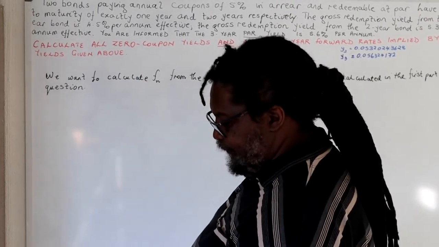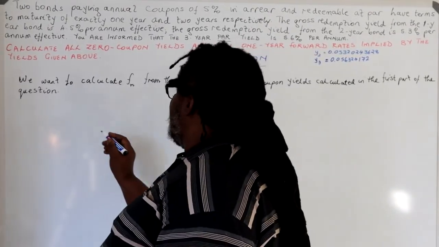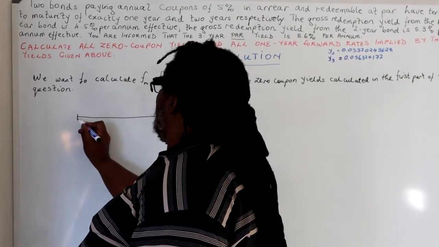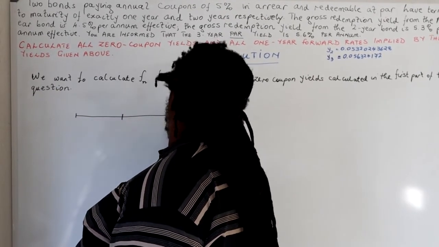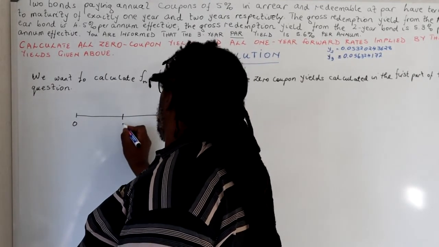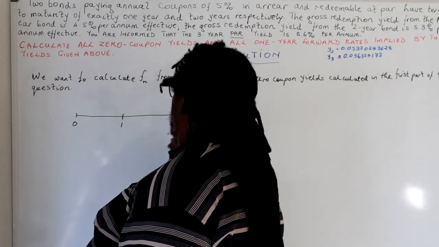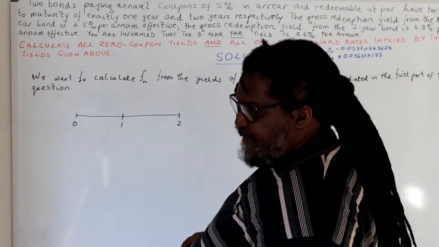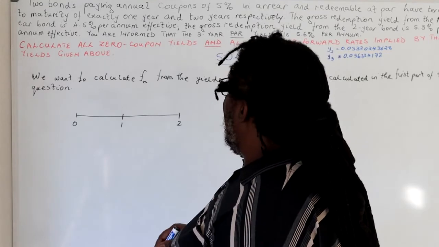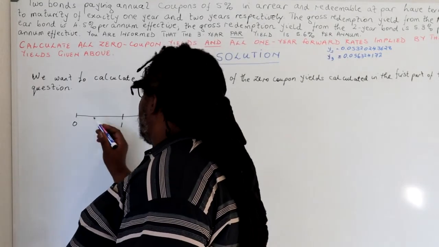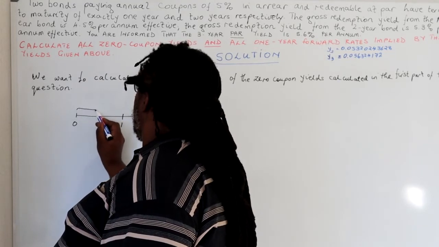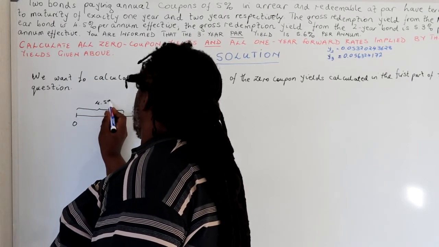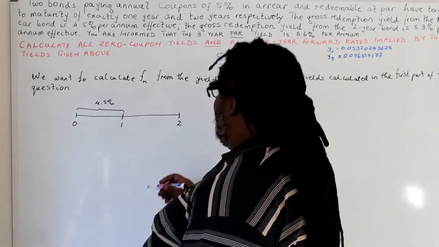So then we can say for the first part, we have the 2-year bond, 0, 1, 2, and we know from the information that we have been given that the rate for a 1 year zero coupon bond is 4.5%. So the rate here is 4.5%.